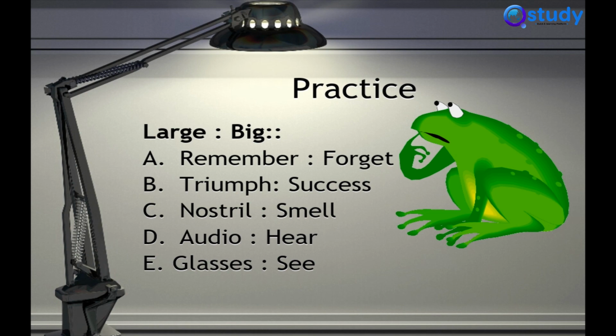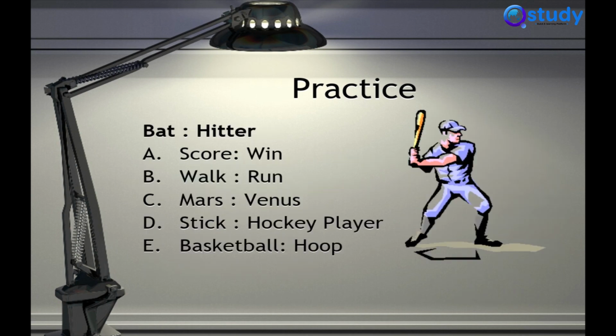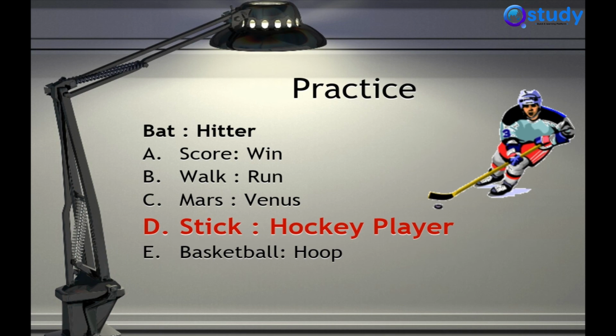Large is to big. Large and big are synonyms. In the same way, triumph and success is the right answer. They are also synonyms. The next one is bat to hitter. The options are A, score to win, B is walk to run, C is mass to winners, D is stick is to hockey player, and E is basket is to hoop. So the right answer is D, stick is to hockey player, because a stick is used by a hockey player to play hockey.